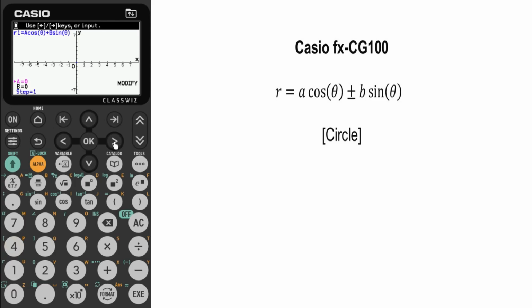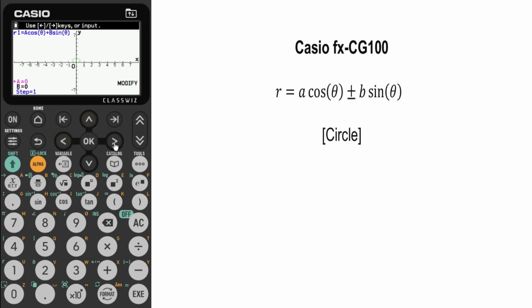Now, varying a, let's see what happens. You can see here we've got a circle with the y coordinate of the centre lying along the x-axis. Let's make a 0. Let's make b 1. You can see here we've got a circle with the x coordinate of the centre lying along the y-axis.